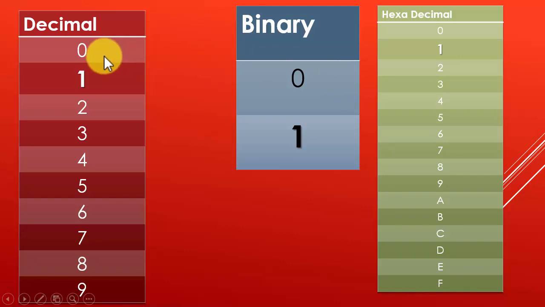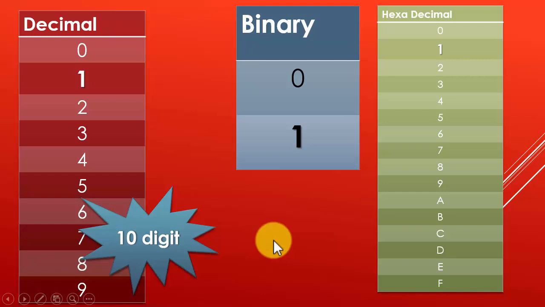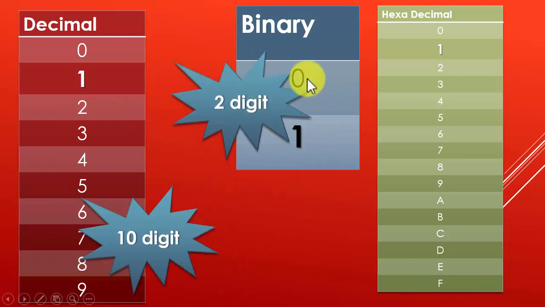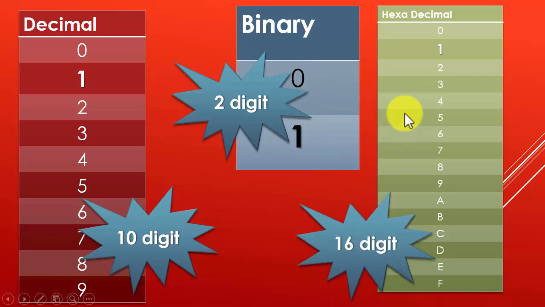If we continue counting 0 1 2 3 4 5 6 7 8 9, then a 1 comes at the front, and again we count from 0 1 2 3 4. Okay, let's check. Decimal is a 10-digit number system. Binary is only a 2-digit system, 0 and 1, nothing else. Hexadecimal is a 16-digit system: 1 2 3 4 5 6 7 8 9, and then A B C D E F, and then it counts from 0 again, with a 1 before that: 10, 11, 12, 13, and so on.